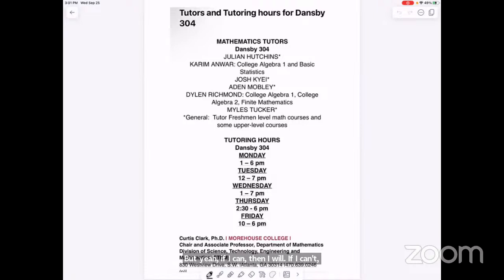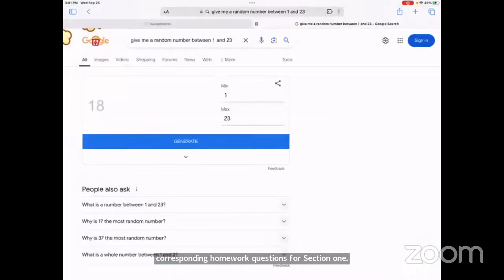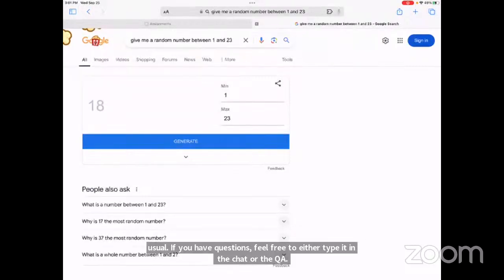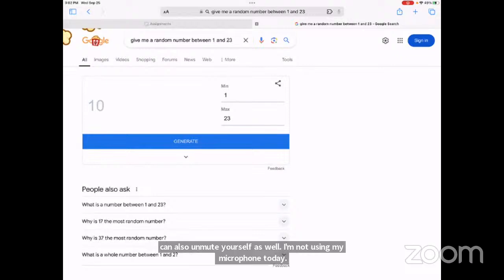So what we'll do today is go through as many of the corresponding homework questions for section 1.4 together as we can, okay? As usual, if you have questions, feel free to either type it in the chat or the Q&A. You can also unmute yourself as well. I'm not using my microphone today. So we'll start off with question 7.